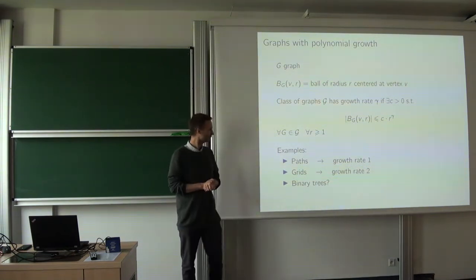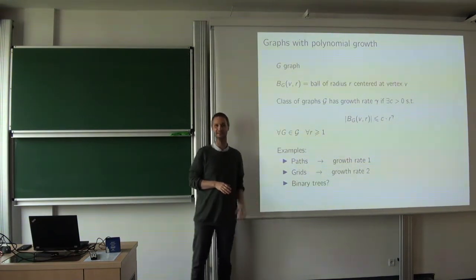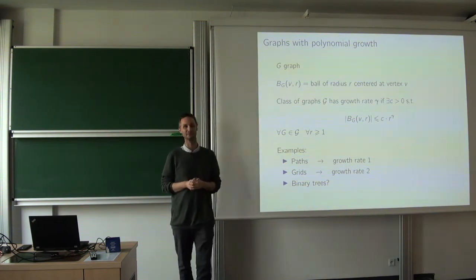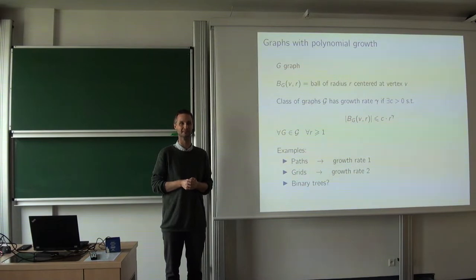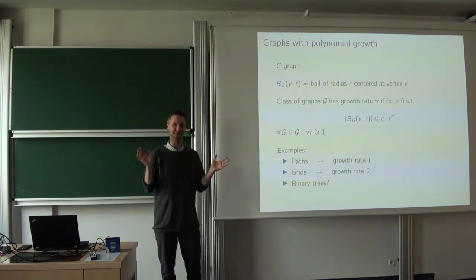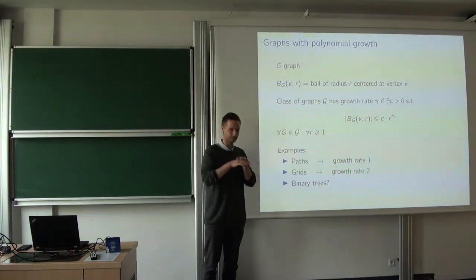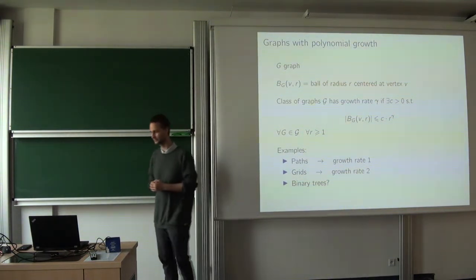Okay? What about if I look at some binary tree? Does it have polynomial growth rate? No, right? Because the ball has about 2 to the r vertices. That's not polynomial in r. Right? So we are not going to capture binary trees, for instance. We are going to capture nicely behaved graphs where the balls grow polynomially as a function of their radius.